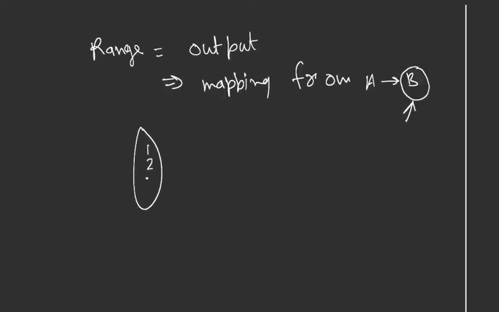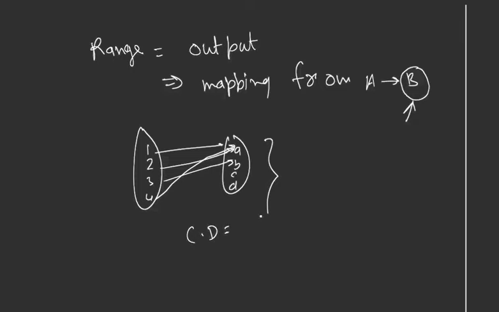Suppose we have 1, 2, 3, 4 here, and A, B, C, D. Now this goes with A only, this goes with B, and this goes with A only. If you notice, the codomain here is A, B, C, D, but the range is just A and B. Got it? Okay, let's proceed further.